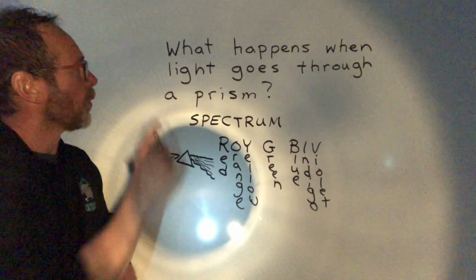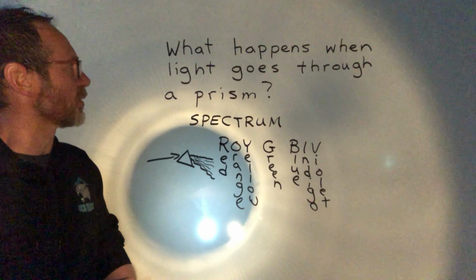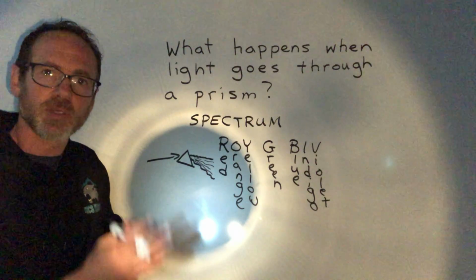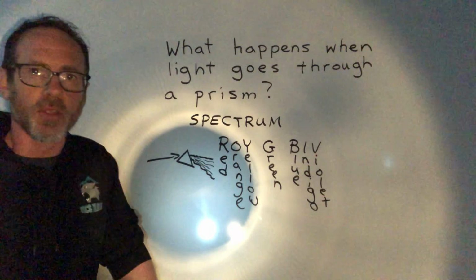Okay, guys? So what happens when light goes through a prism? Well, it's broken up into all the colors of the spectrum.